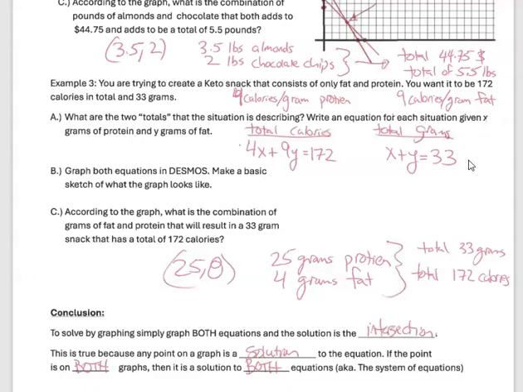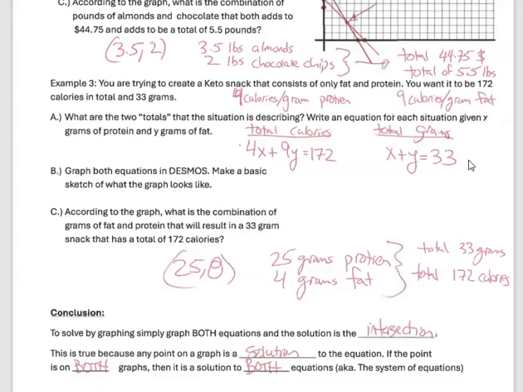I forgot in this problem to remind you that it is 4 calories per gram of protein and 9 calories per gram of fat. So we had to write 2 equations again. We think about totals. The 2 totals are total calories and total grams. Your equation for total grams is X grams of protein and Y grams of fat is going to get you 33 grams total. The next one is total calories: 4 calories per gram of protein, 9 calories per gram of fat is going to give you the whole 172 calories.